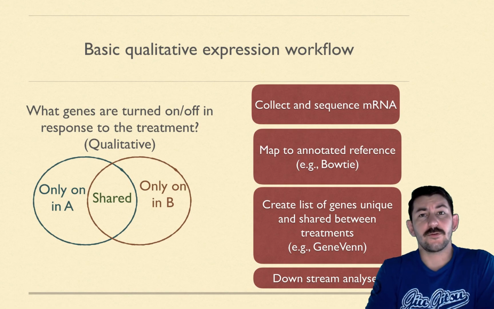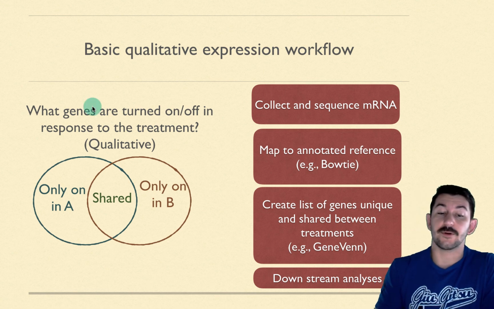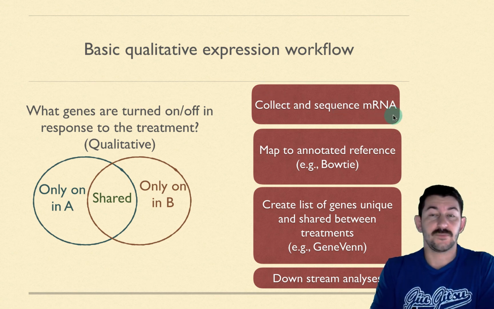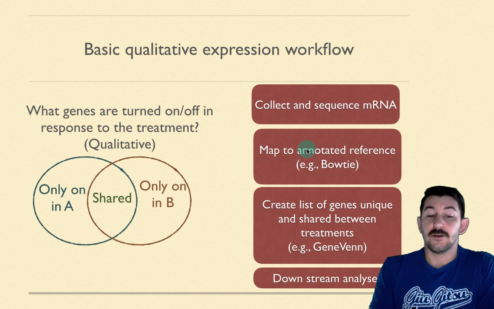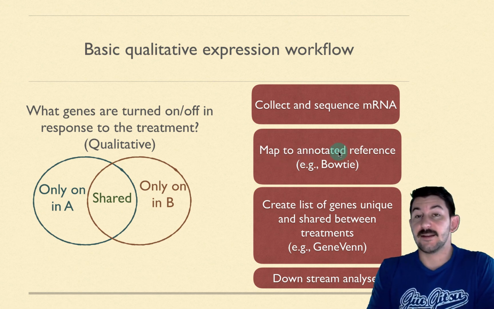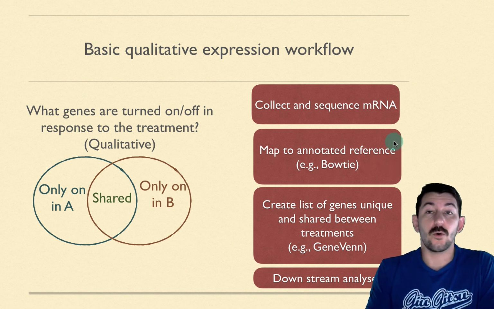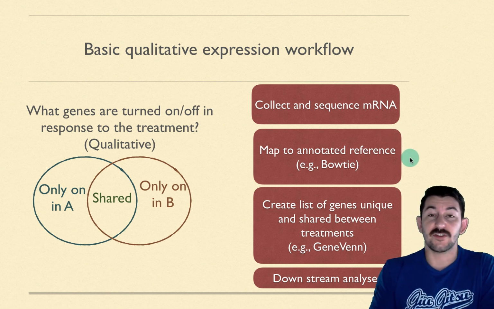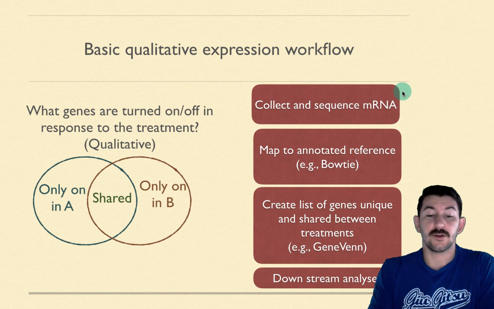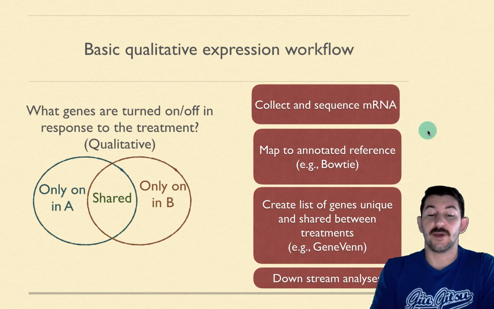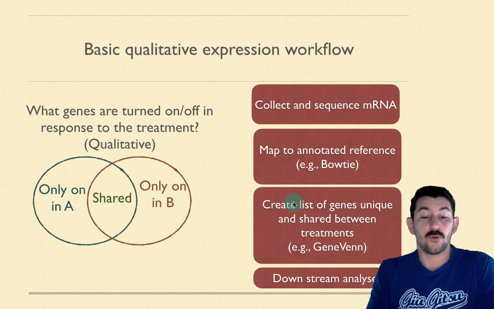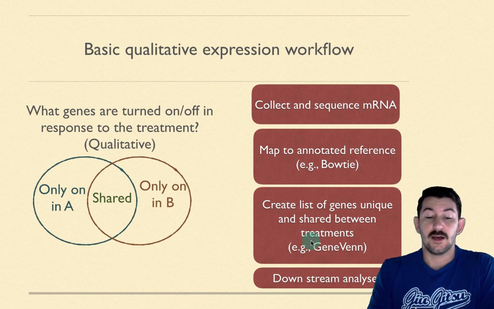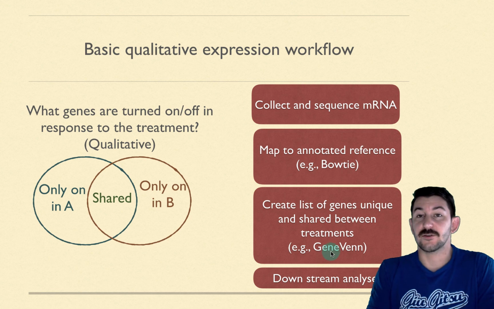So the basic workflow for doing a qualitative comparison is relatively straightforward. You would collect and sequence mRNA, library prep, all that good stuff. You'd do some basic cleanup, maybe clean your FASTQ files, and then do things that you guys have already done before. You would map them to an annotated reference. In this case, that reference could be genomic in nature, or it could be a reference transcriptome that you've assembled from those very RNA that you sequenced. That's a little beyond the scope of this class, but it's something that you can do. You can then create lists, in other words, a Venn diagram of genes shared between these groups and that are unique between these groups.